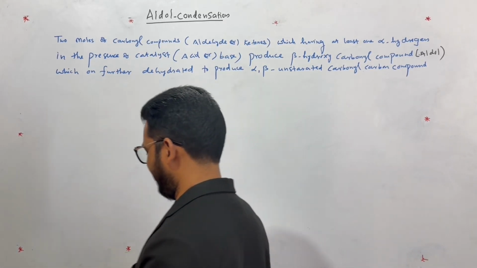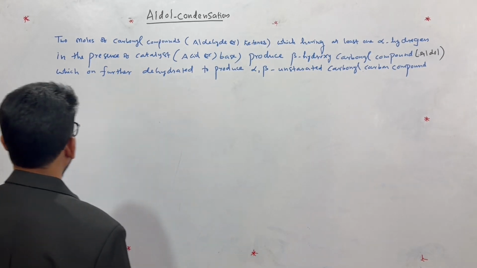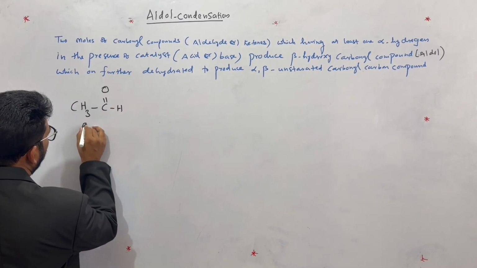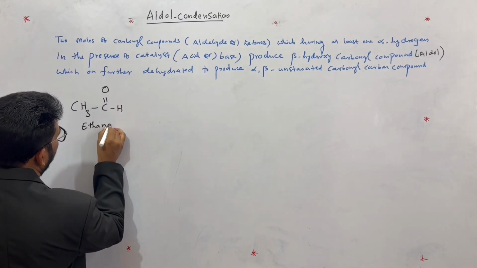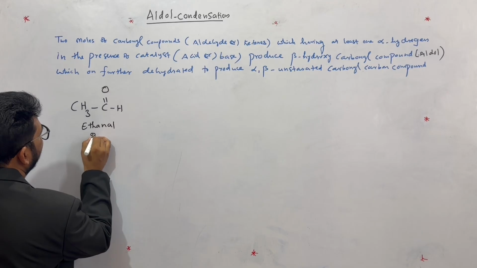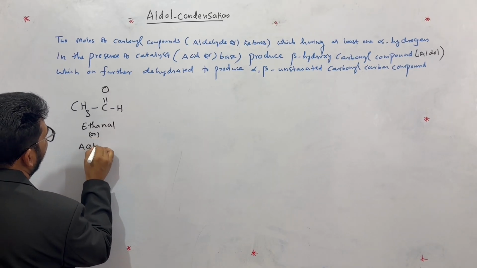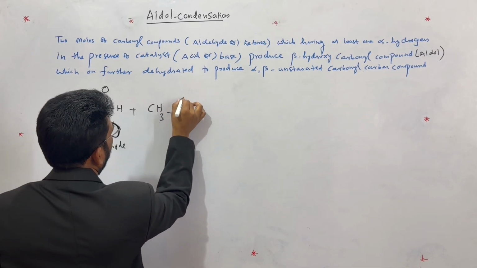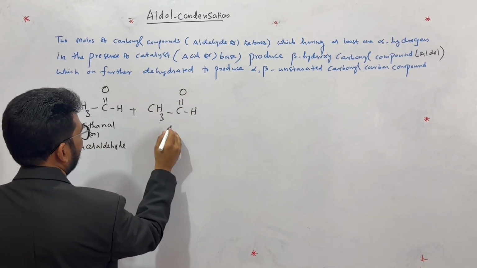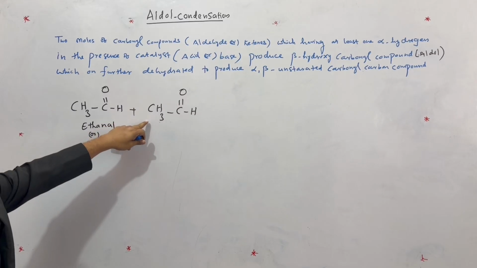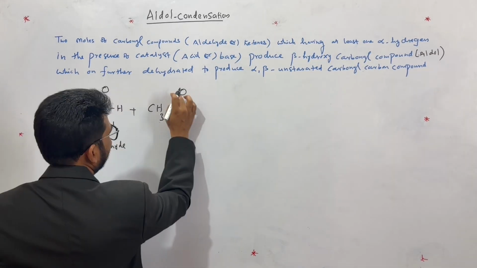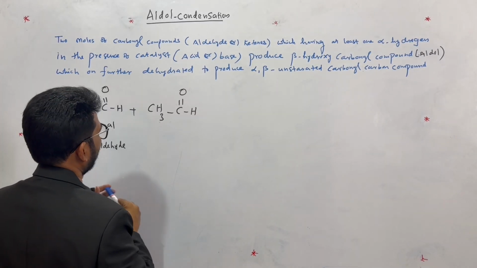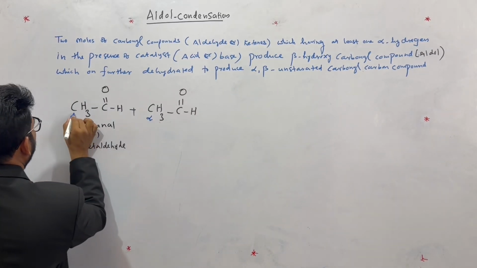For example, we will go through the reaction of this. I took the aldehyde. The name of this one you might know, it is called ethanal, remember that, not ethanol, or it is also called acetaldehyde. I am using 2 moles of this. As per the definition, it should have at least one alpha hydrogen. This is the carbonyl carbon where the functional group is. This carbon we call the alpha carbon. This is also an alpha carbon.